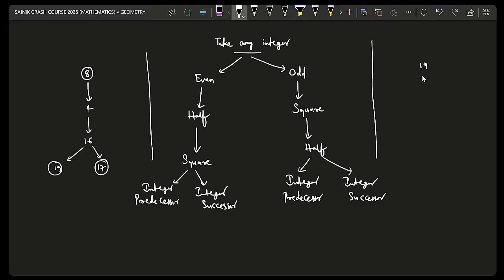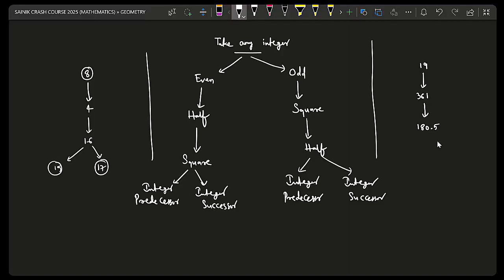19, you square it. 361. 19 square is 361. And then we have to half it. 361 half. You can split 361 into 360 and 1. 360 half is 180. 1 half is 0.5. Add them. Is it 180.5?